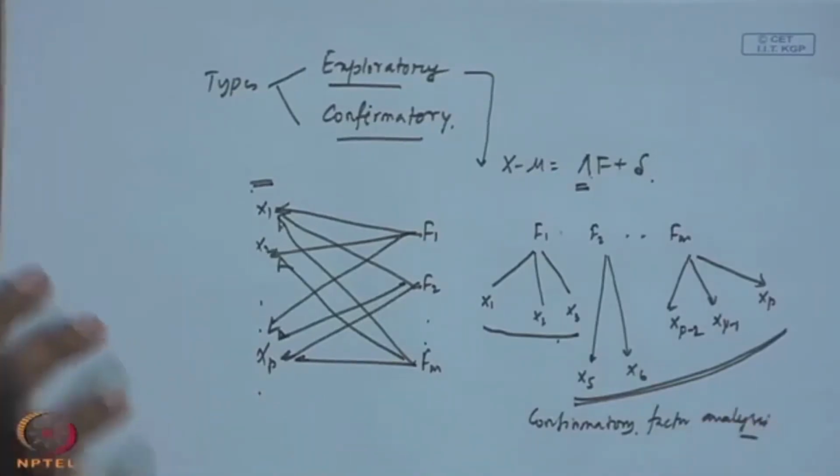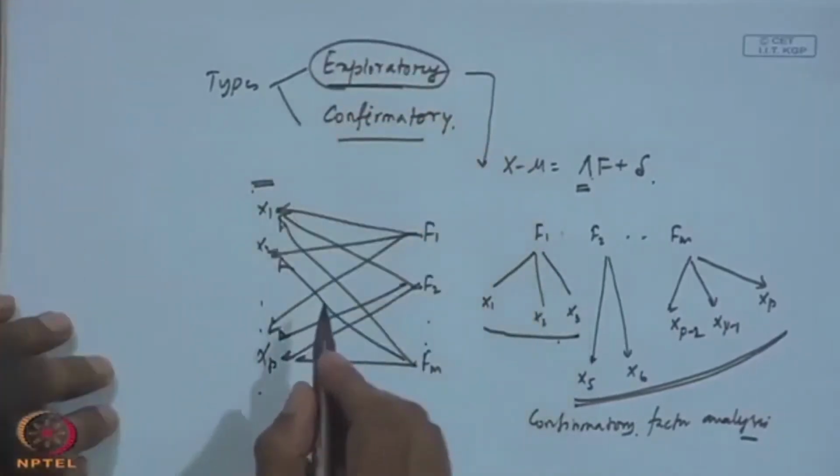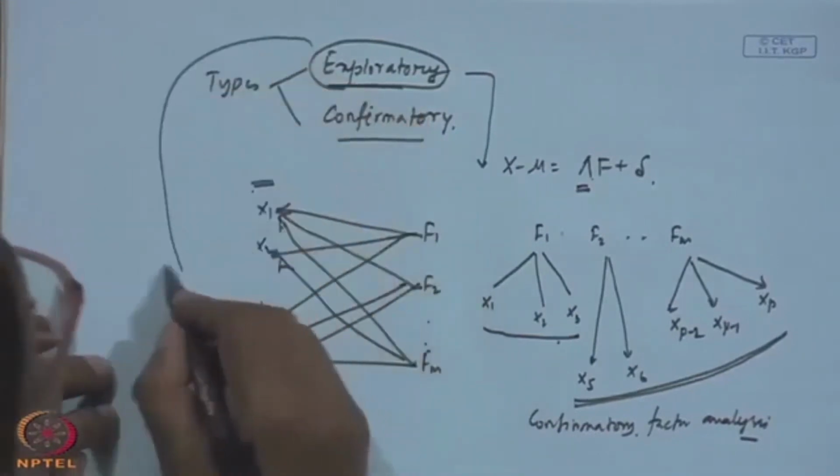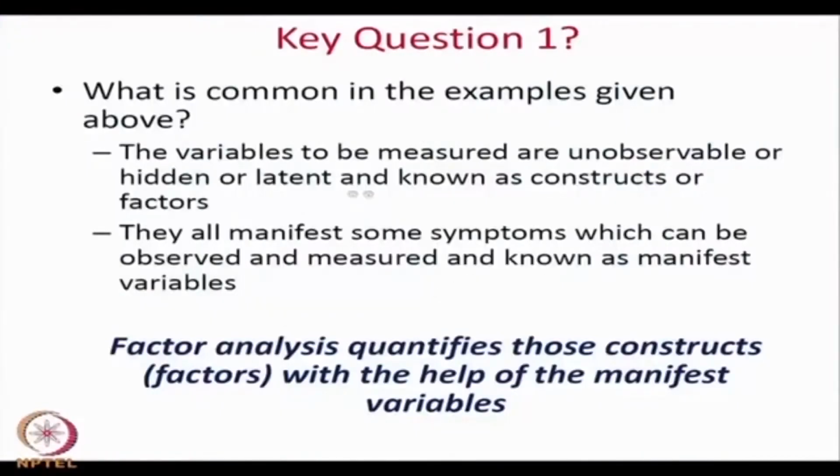Okay. So we will stick to exploratory factor analysis now. Then I want to understand the purpose of exploratory factor analysis. Correct? What is the first question in factor analysis with respect to the examples given to you? I think around 7-8 examples we have discussed. My question is, what is common in the examples given above?